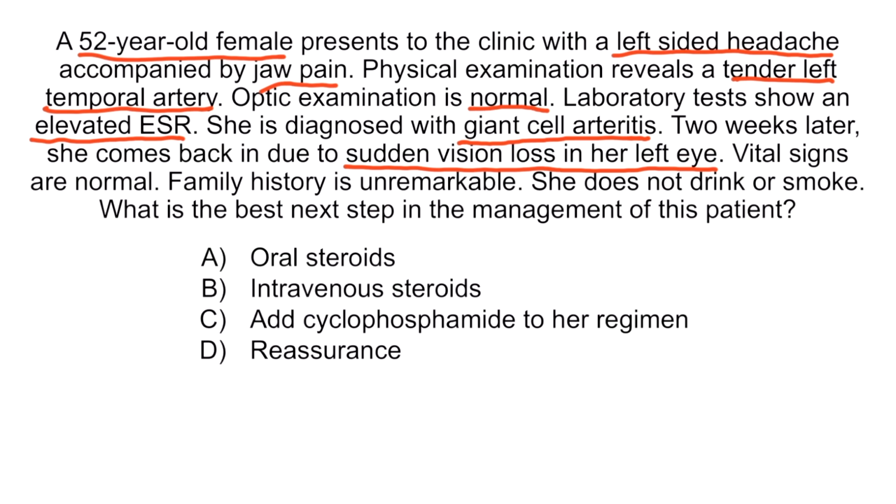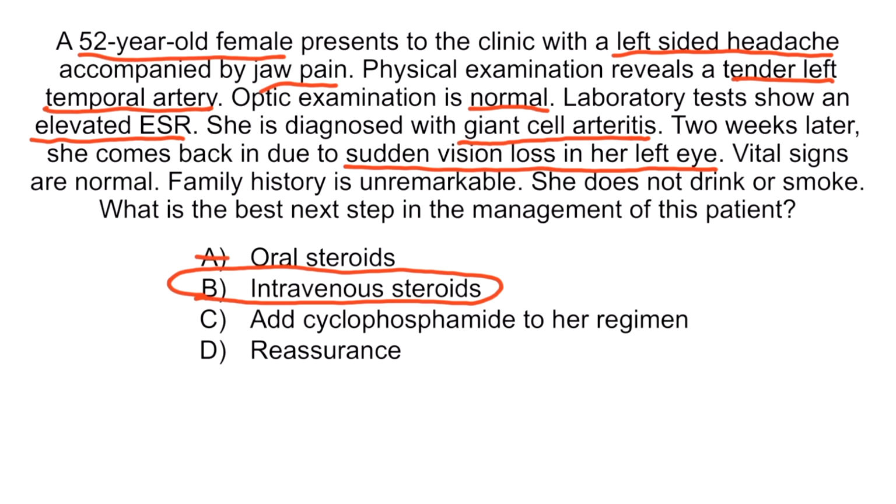Okay, this patient experienced a unilateral headache accompanied by jaw pain, and her age is greater than 50. There's tender temporal artery, as well as elevated ESR levels. And when you add those to those classic signs that she's presenting with, that's really indicative of giant cell arteritis. And today, she comes in with sudden vision loss in her left eye. Okay, so that makes answer choice B the correct answer. IV steroids are given to prevent vision loss in the uninvolved eye and to improve visual outcomes of the affected eye. So you want to go for IV steroids.